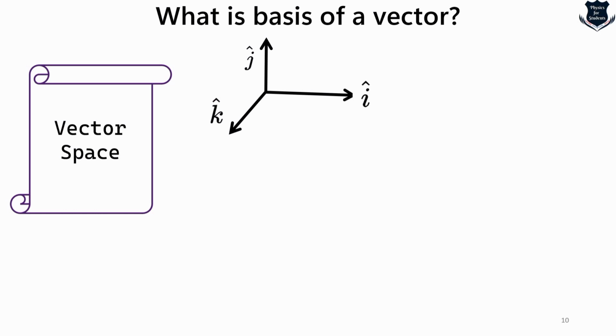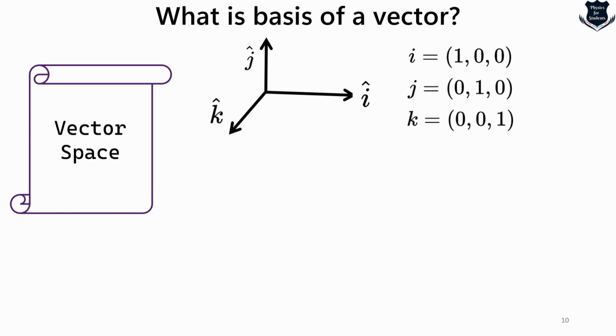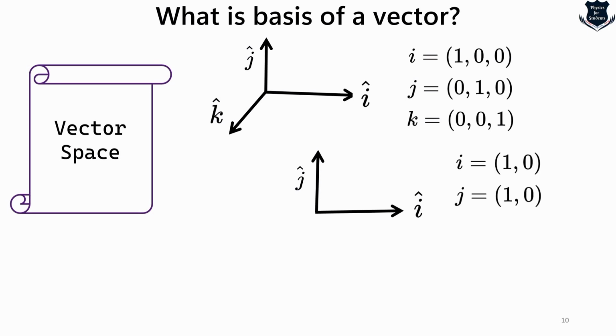So one common thing that we find here is that i can be (1, 0, 0), j can be (0, 1, 0), and k can be (0, 0, 1). And in the case of a two-dimensional space, what we get is (1, 0) and (0, 1). I'm so sorry, this would be (0, 1), right? Now you see that these vectors point in the positive x direction and y direction respectively, and another common basis of two-dimensional space is the orthogonal basis, which consists of these vectors.